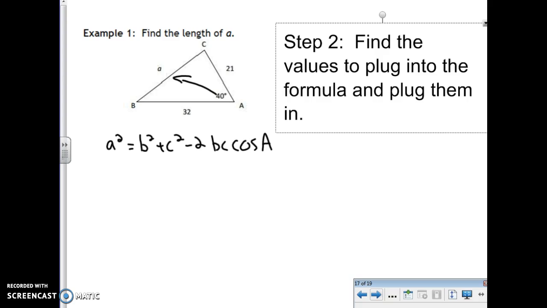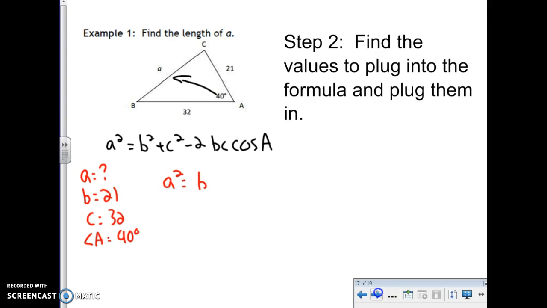Now the next thing that I'm going to do is find the values to plug into the formula and then plug them in. So that means I have to find out what A is. Do I know A? I do not. That's a question mark. I do know B. B is opposite angle B, so it looks like B is 21. C is opposite angle C, so that's 32. And then angle A is 40 degrees. So what I'm going to do is just plug those in. So I'm going to say A squared equals B squared, which is 21 squared, plus 32 squared minus 2 times 21 times 32 cosine 40 degrees.